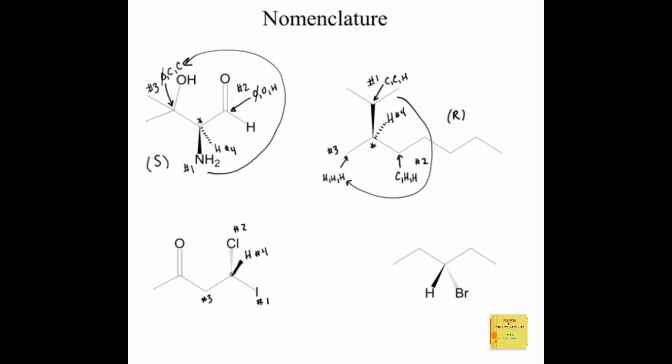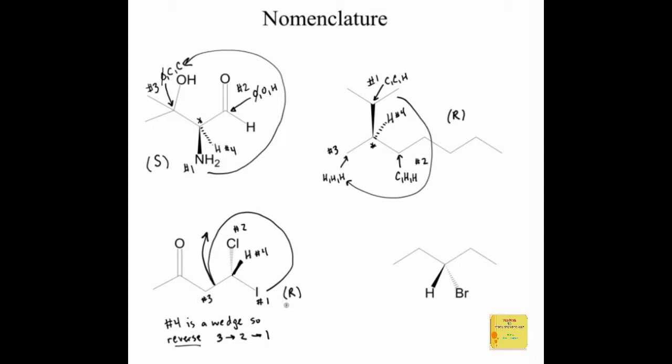So let me show you what we're going to do. We're going to go from 1 to 2 to 3, and then we're going to back it up and go backwards, and instead go from 3 to 2 to 1. Number 4 is a wedge, so we're going to reverse our rotation. In other words, we go from 3 to 2 to 1 and look at that rotation. From 3 to 2 to 1, this is a clockwise rotation, and clockwise is always the R configuration.